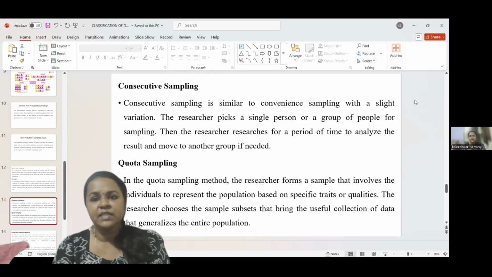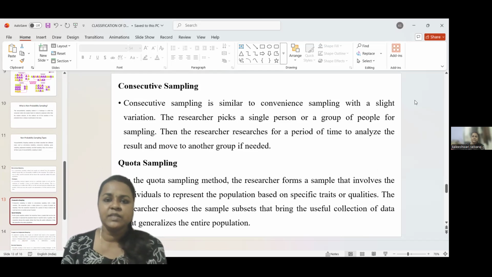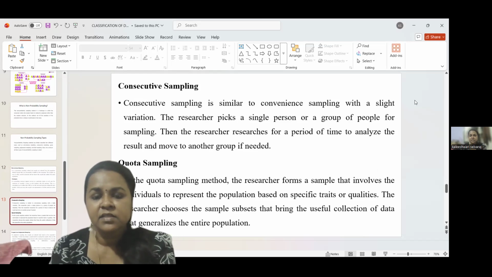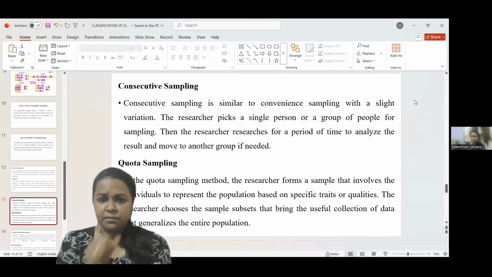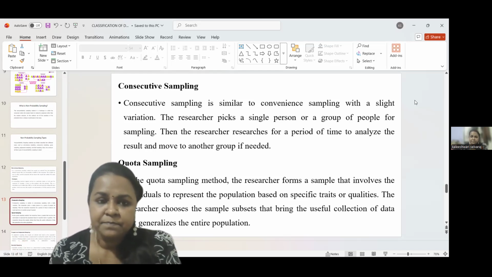So consecutive sampling is another sampling method, a slight variation of convenience sampling, where the researcher picks a single person or a group of people as the sample, and researches them for a time period to analyze the result. So for example, it can be particular people who are undergoing some treatment for a medical cause, or they are undergoing a treatment for some other purpose of relaxation. All those things can be categorized under this consecutive sampling.